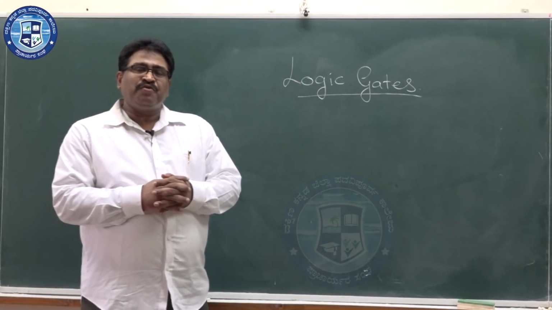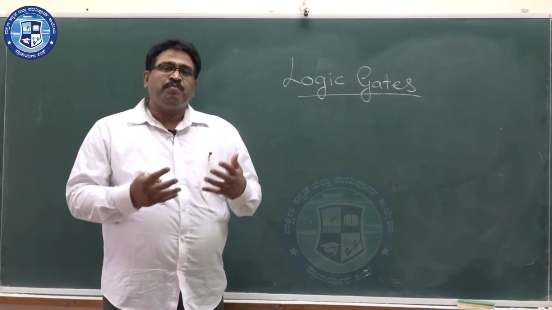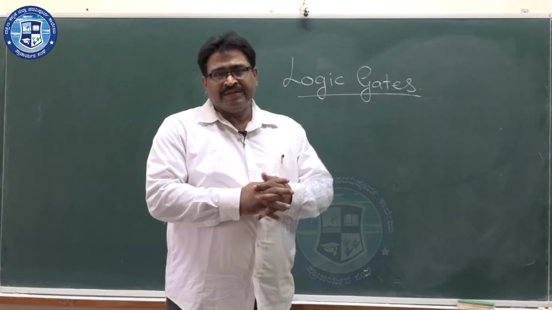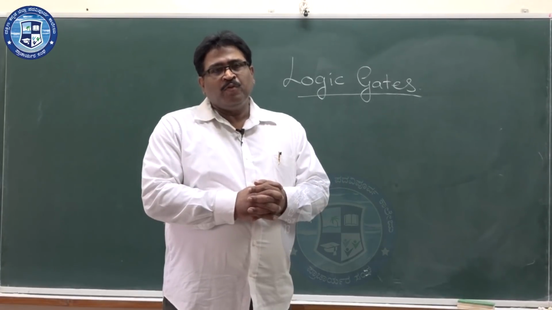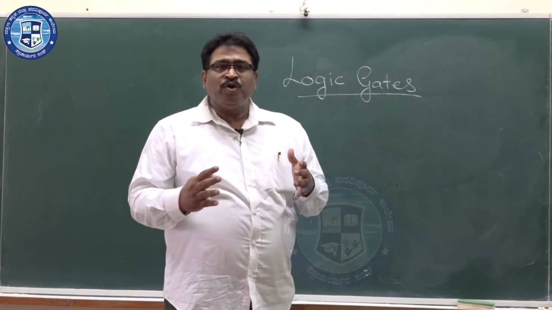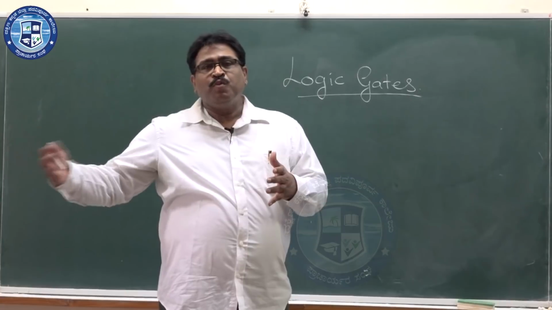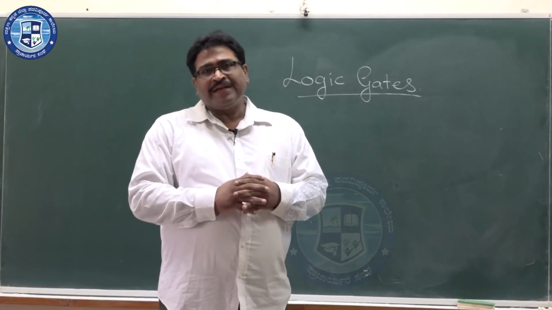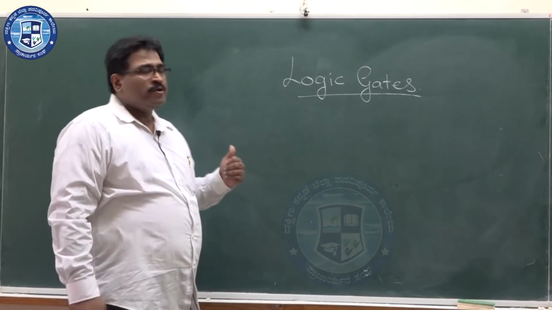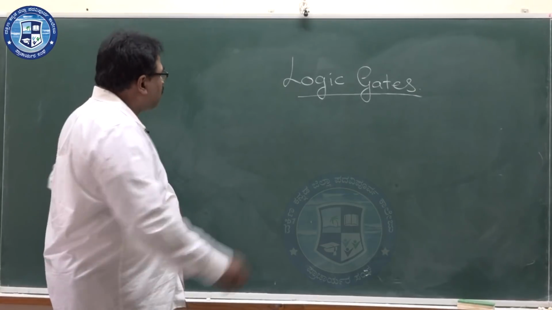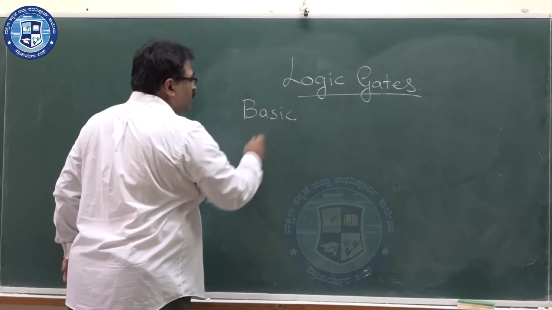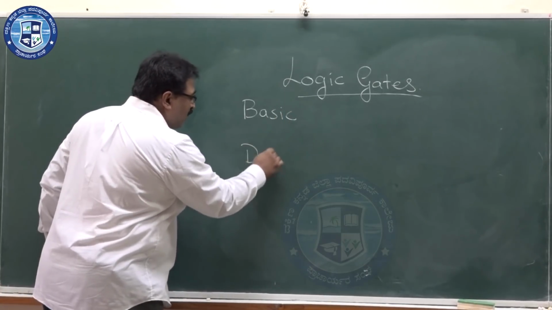So first, what is the definition of a logic gate? What does logic gate mean? It means it's an electronic circuit which has one or more than one input signals to give the corresponding single output signal. That is what logic gates means. Now, logic gates can be divided into two parts. One is basic and the other one is derived.